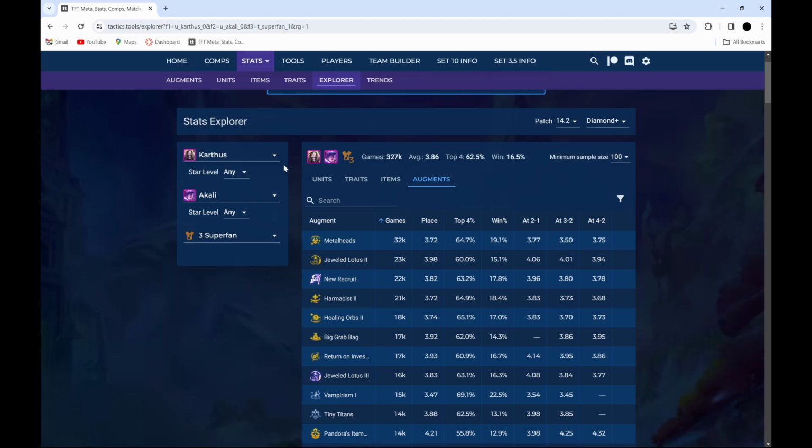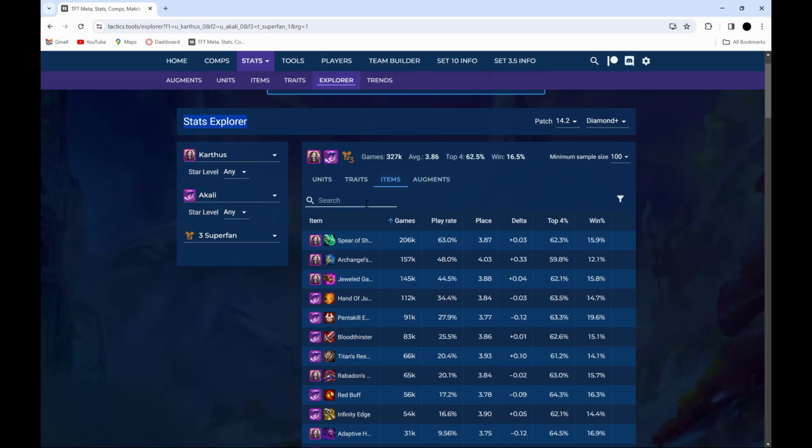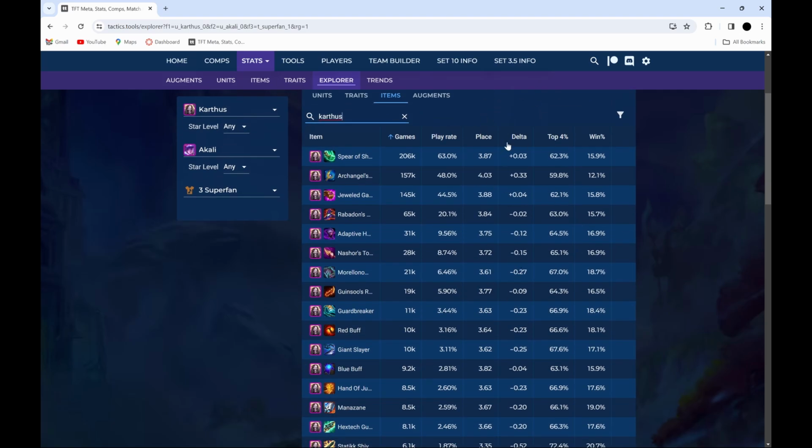Additionally, this Explorer is also very useful for seeing items. For example, let's say I wanted to see what the best items on Karthus are. I could just go to this Items tab and search up Karthus, and what we're looking at here is the Delta column. The Delta means above or below average, the difference from the average. So plus Delta means worse than average, and minus Delta means better than average.